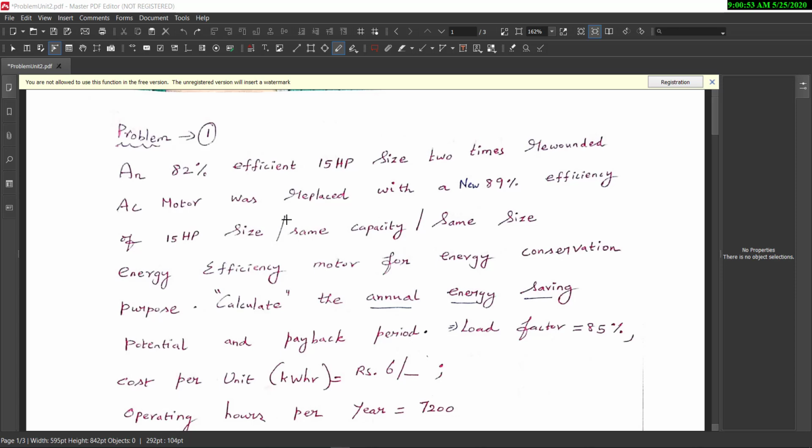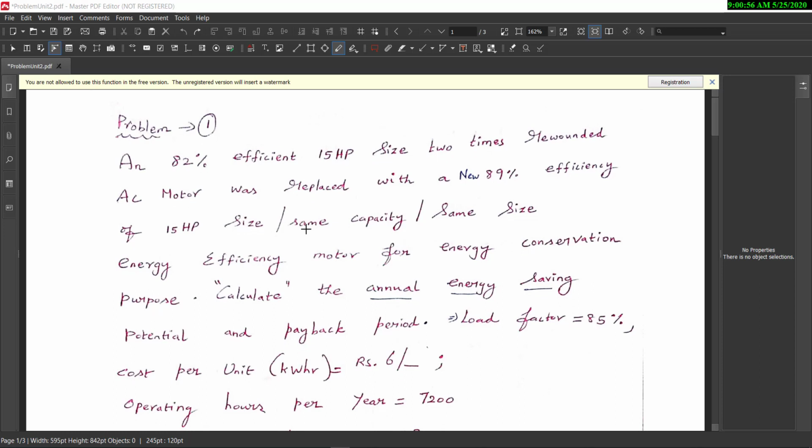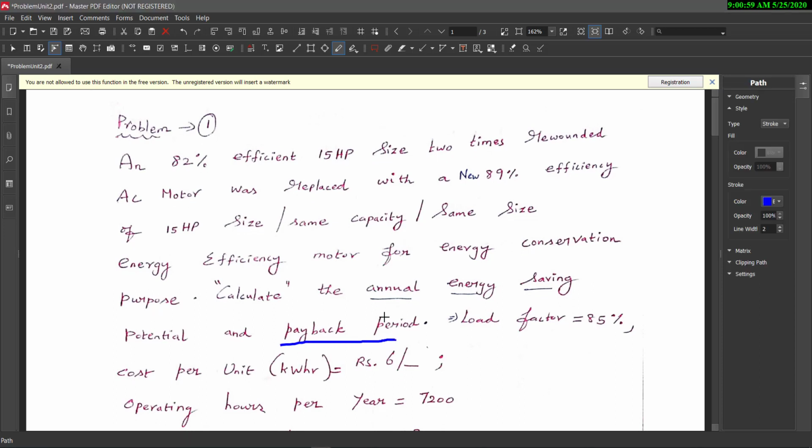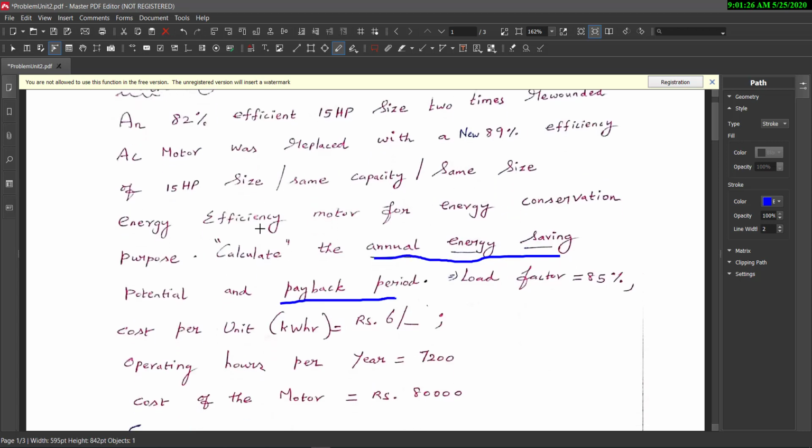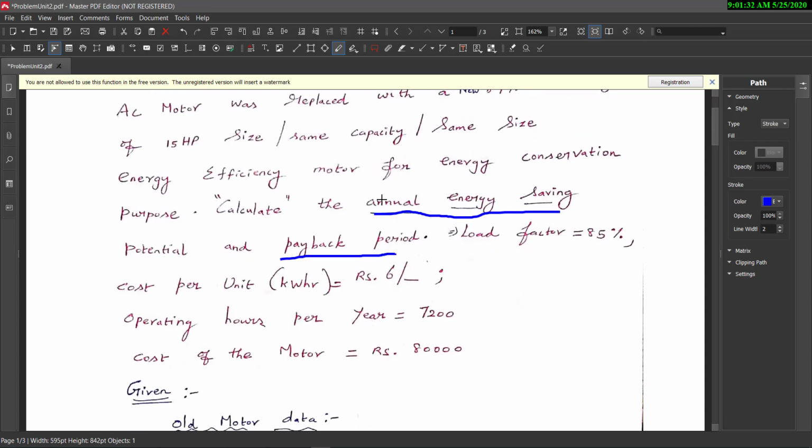Hi all. In this video we are going to see a problem related to payback period and annual energy saving. The problem is: an 82% efficient 15 HP size 2 times rewound AC motor was replaced with a new 89% efficiency motor of the same 15 HP size, that is an energy efficient motor for energy conversion purpose. The objective is to find the annual energy saving potential and payback period.